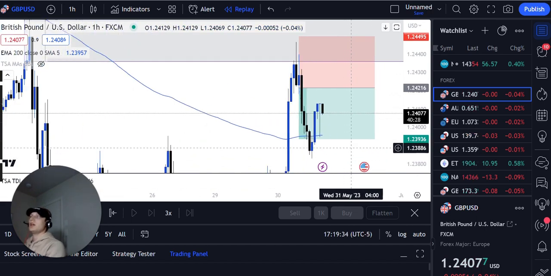So those are just two, a supply setup and a demand setup that I saw. Two different time frames. One is a 5-minute time frame scalp.